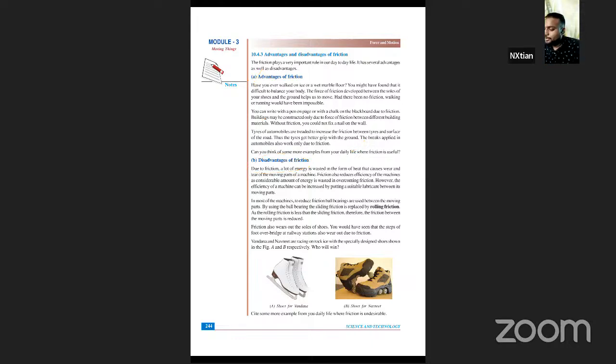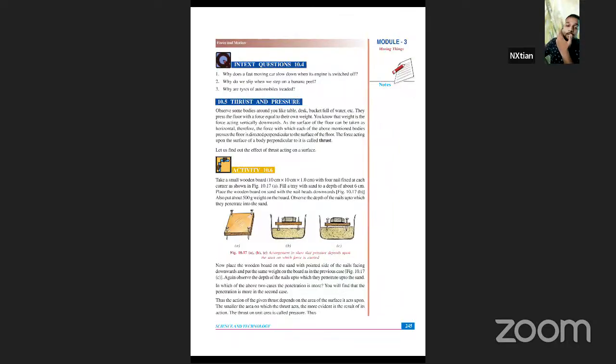So we learn about friction. Now, what is thrust? Thrust is basically, think of a thumb pin. In a thumb pin, we take our thumb and the head of the pin, and we insert it into the green board. This is the role of a thumb pin. So when we are doing that, we are applying a force.